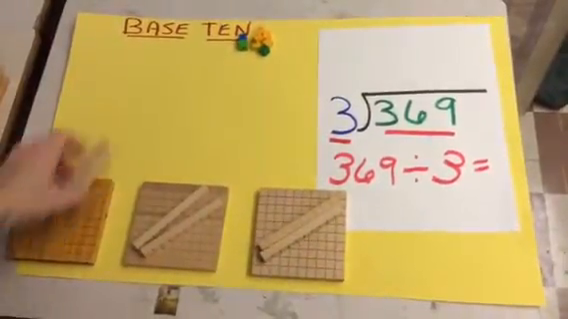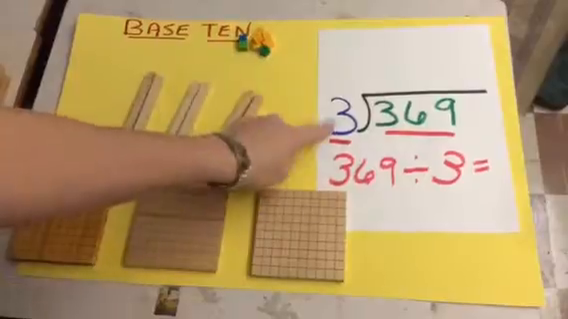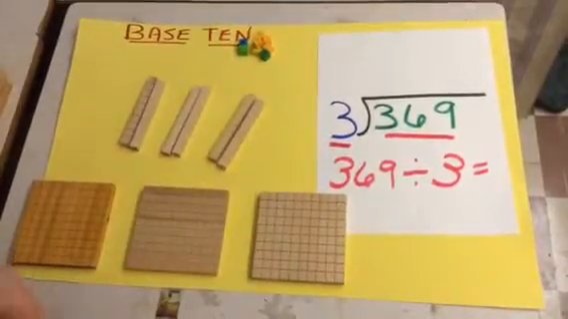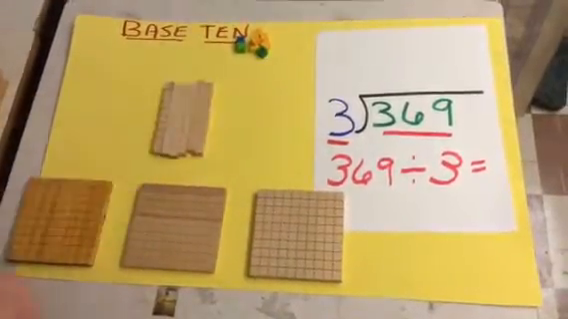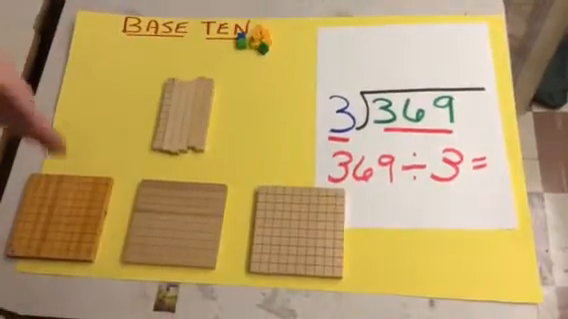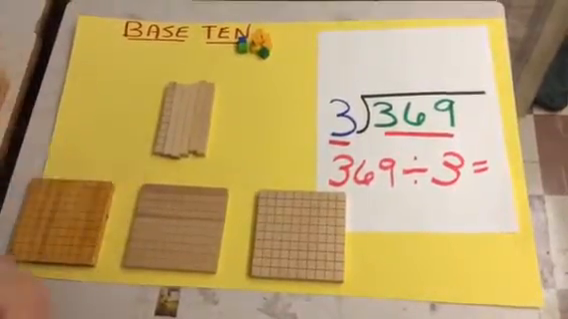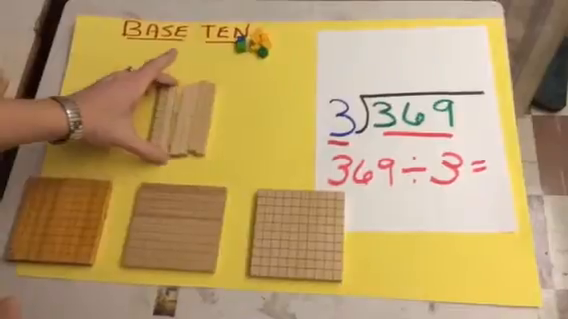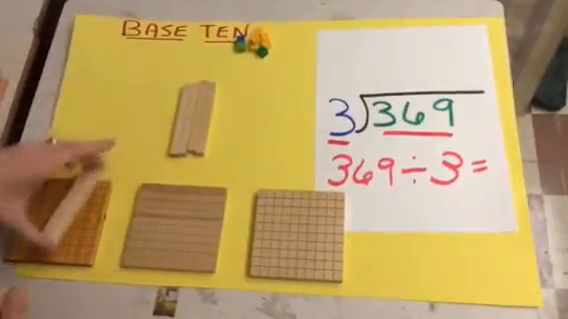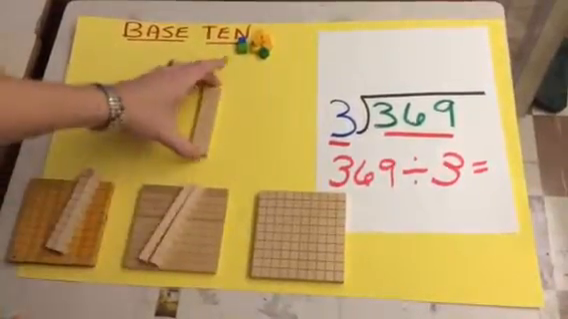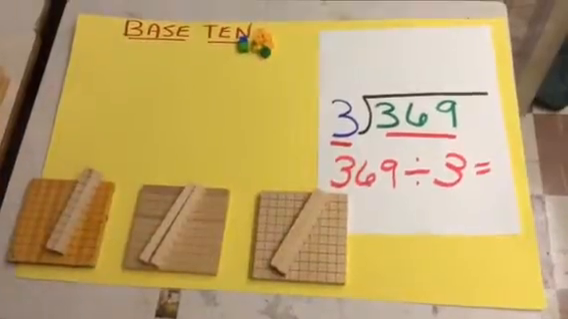What we could have also done is used our 3 times tables, because that's our divisor. We know our 3 times tables, so we know 3 times 2 gives us 6, so we could have used that. That would have told us automatically that we would have had 3 groups of 2, instead of counting them out one for one.